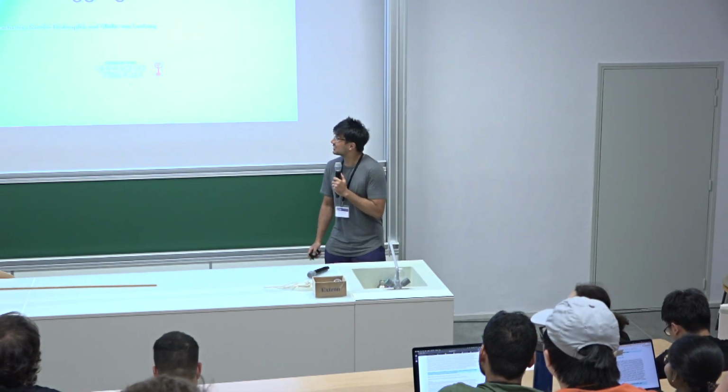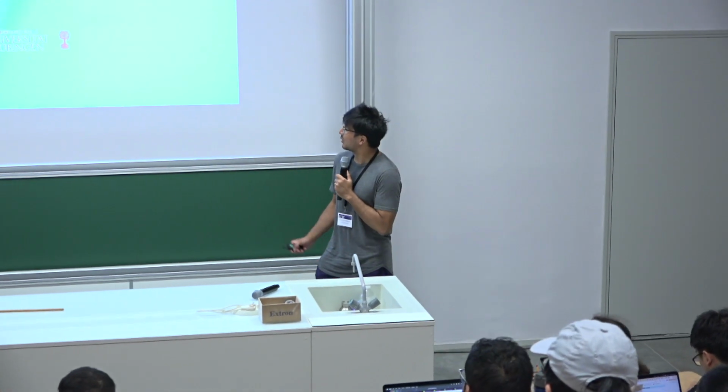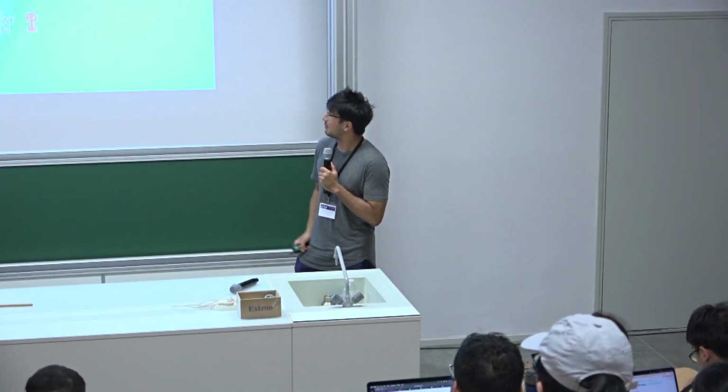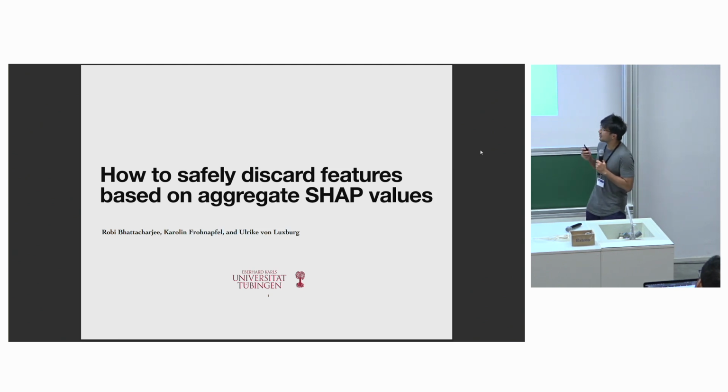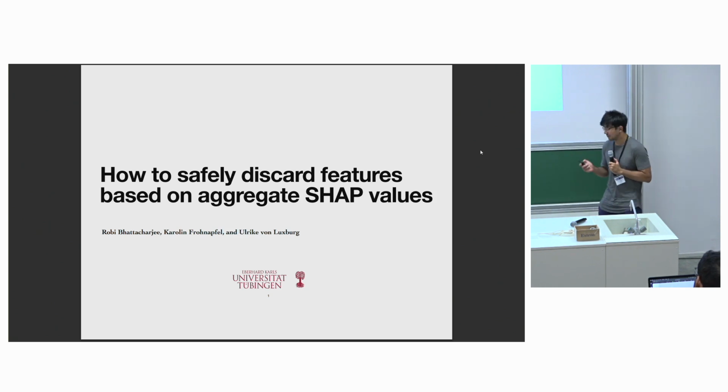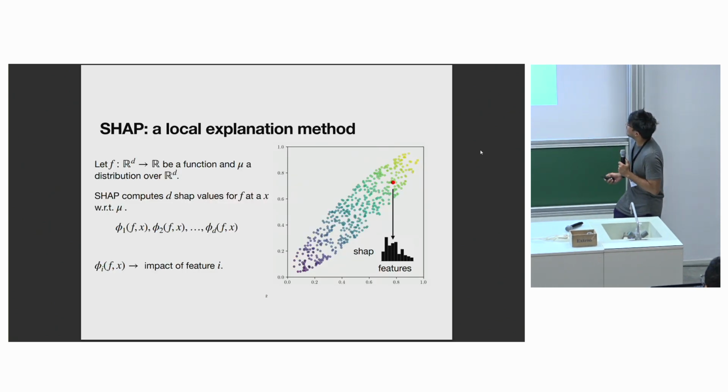Welcome. Hi. So I'm here to present some joint work with my co-authors Caroline and Ulrike, my advisor, and we're from University of Tübingen. So our work is about what the title says, which is we want to figure out how to discard features based on SHAP values. So SHAP is a really popular local explanation method. People typically use it for tabular data, but I've seen it applied all over the place.